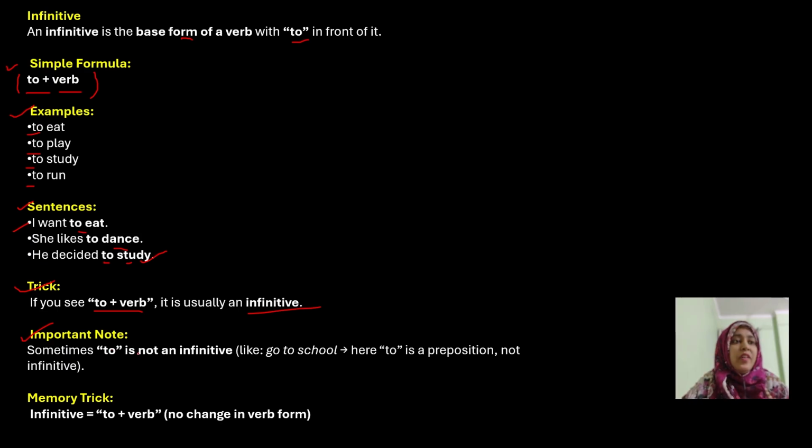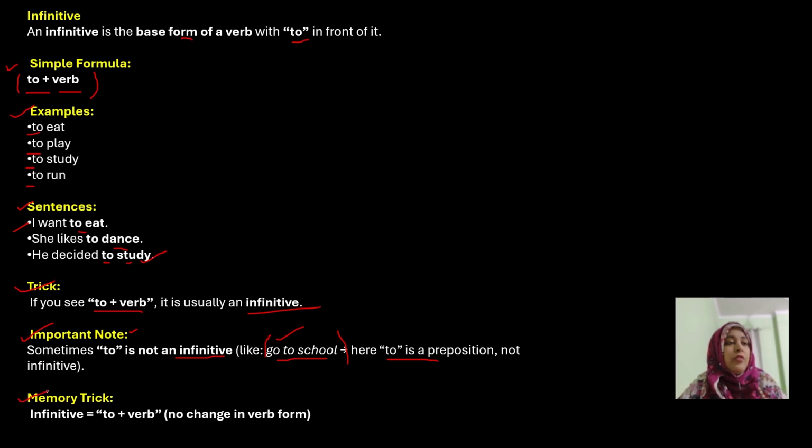Sometimes to is not an infinitive. For example, go to school. Go to school is a phrase, right? So here you can see to is a preposition. It is not an infinitive, right? To here is representing a preposition. So it is an important note that sometimes to is not an infinitive. You have to remember this.